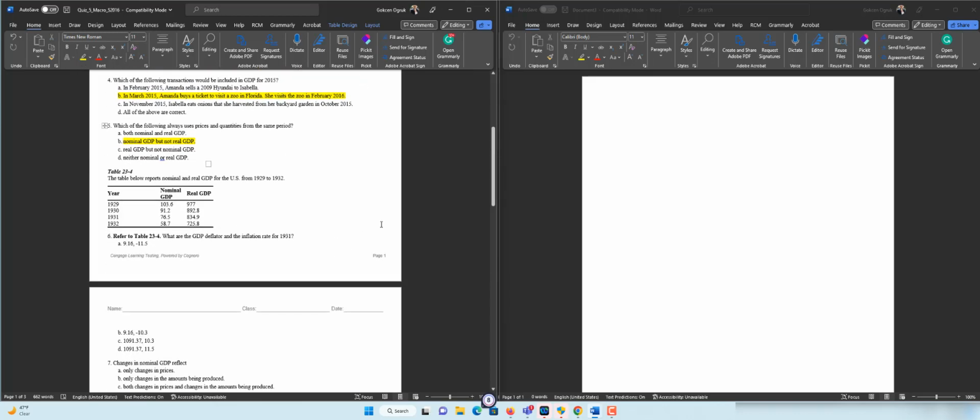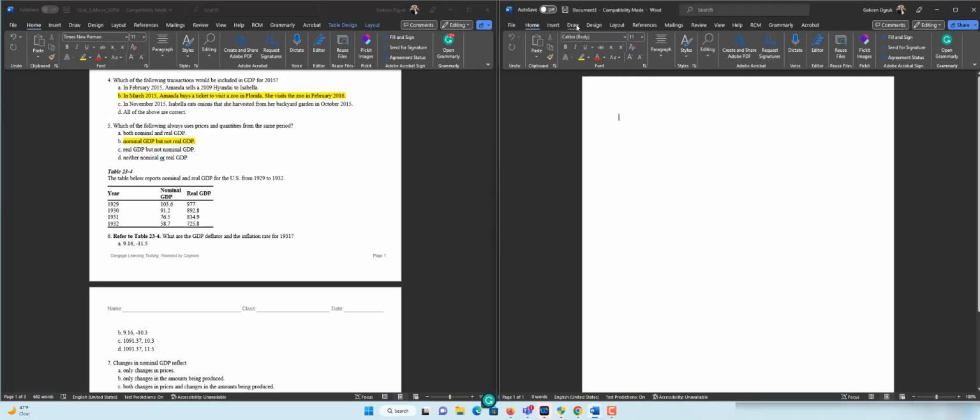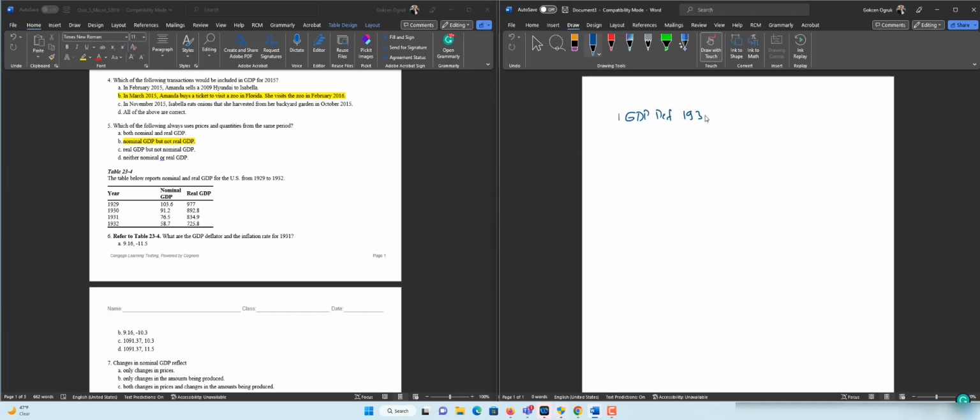Now let's look at this one. What are the GDP deflator and inflation rate for 1931? Remember, we use the GDP deflator to calculate the inflation rate. Since it's a change of the price index from one period to another, we need to calculate the GDP deflator for both 1930 and 1931. So now we are going to do that. Let's calculate the GDP deflator in 1930.